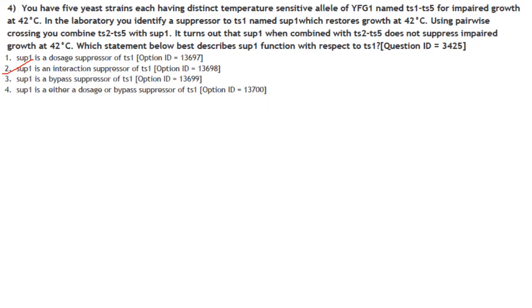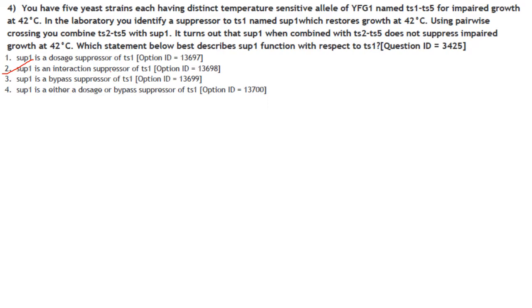Now which statement below best describes suppressor 1 function with respect to TS1? Suppressor 1 is a dosage suppressor of TS1. So what is dosage suppression? It is a genetic interaction in which overproduction of one gene rescues a mutant phenotype of another gene. That is called dosage suppression. Overproduction of the suppressor 1 gene rescues the mutant phenotype of another gene, that is TS1. Here the suppressor gene is not overproduced, so it is not dosage suppression.